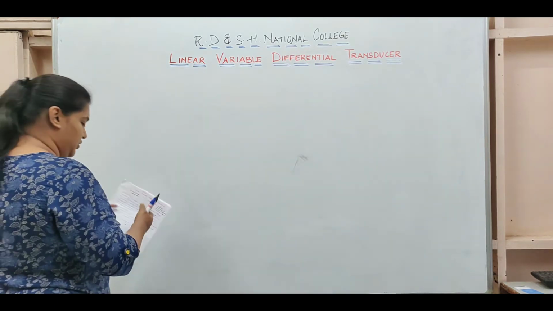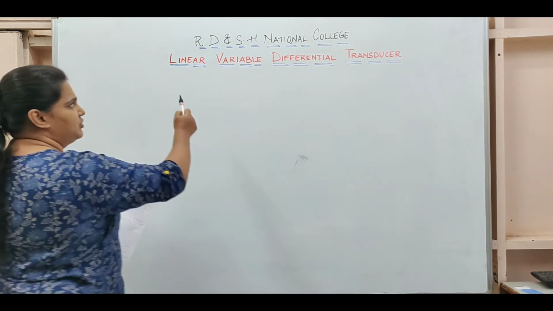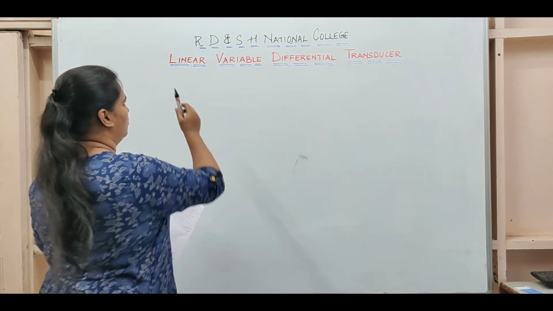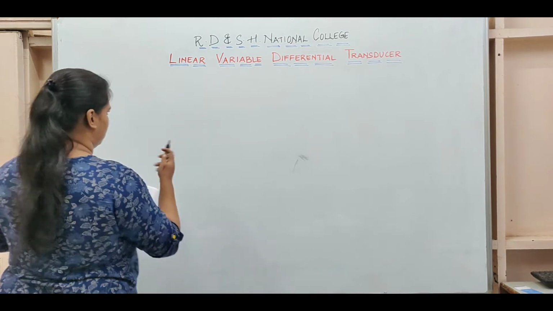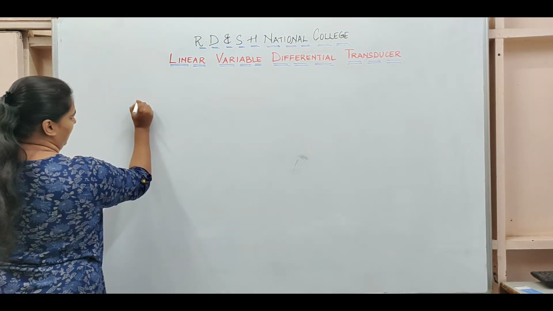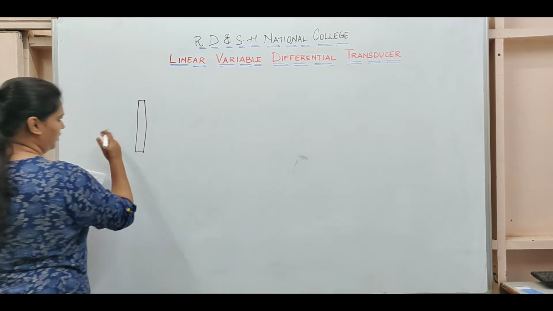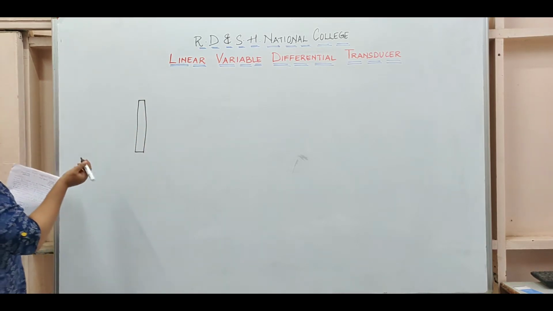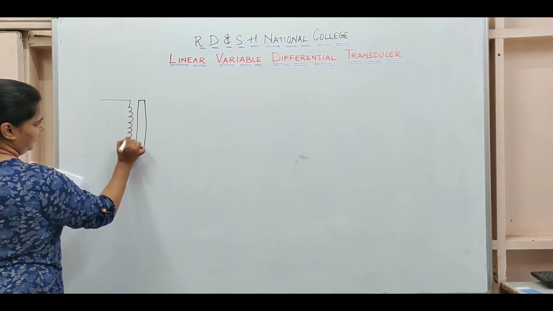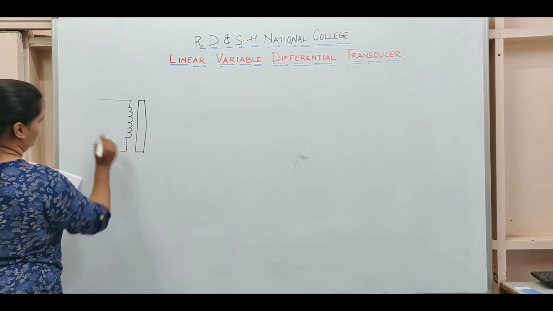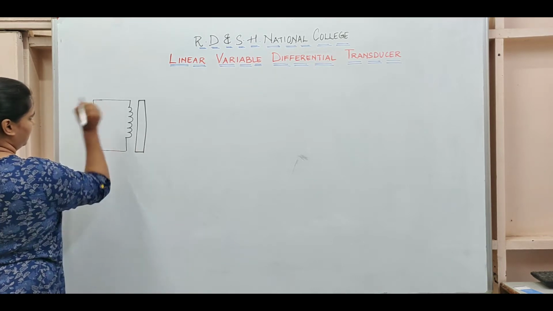Now let's look at the construction of LVDT. In short, I'll be using LVDT time and again instead of saying the whole linear variable differential transducer. So LVDT basically consists of a movable arm. Now on either side of the movable arm are transformer windings. This is the primary winding, which is connected to alternating current, which is our input current.